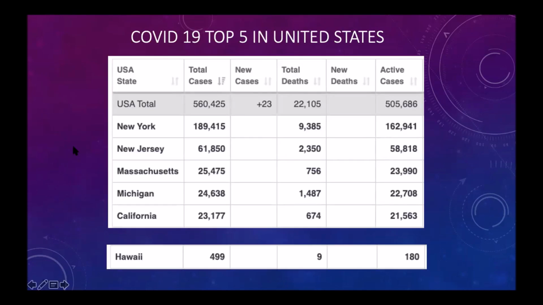These are the numbers that we see in the US as we break it down, and I've given you the top 5 states. So the worst case scenario has been New York City, and then New Jersey, Massachusetts, Michigan, and California. And here is Hawaii. And you can see the huge difference between 499 and, in New York, 189,000.